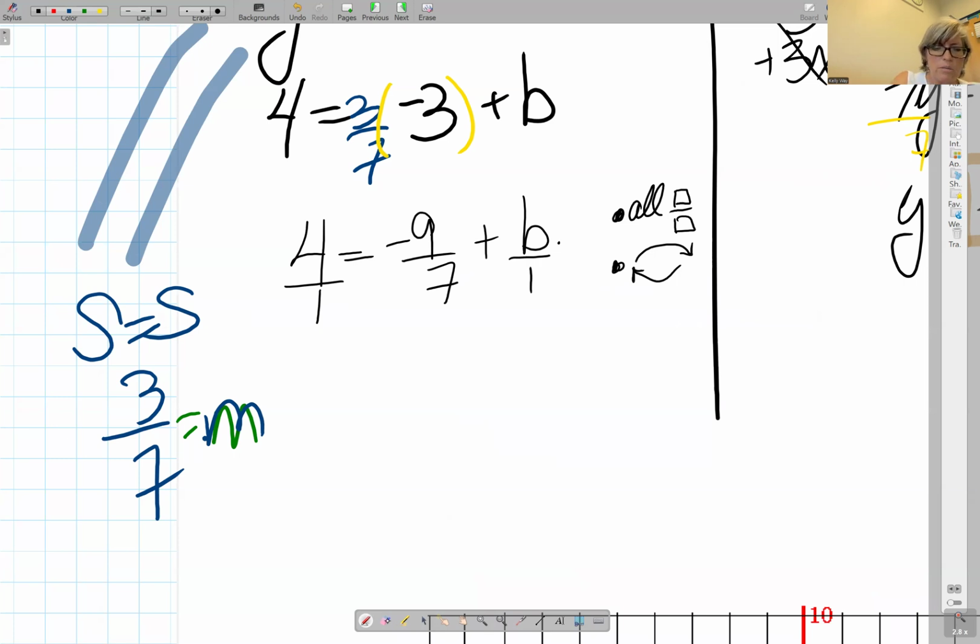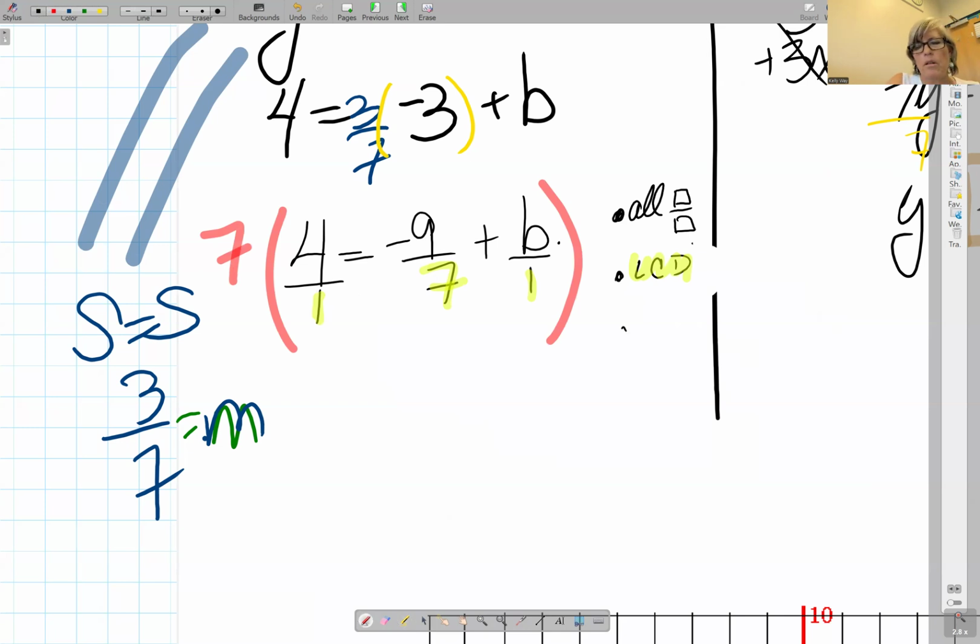Oh, nope, that's not step 2, that's step 3. Step 2, you find the lowest common denominator. And I have a 1, a 7, and a 1, so my LCD here is going to simply be 7. Now, step 3, arrow in, arrow out. This goes all the way back to over a month ago.